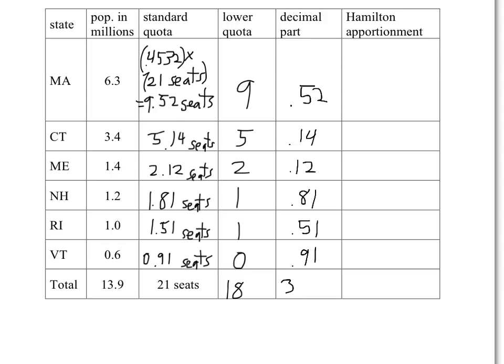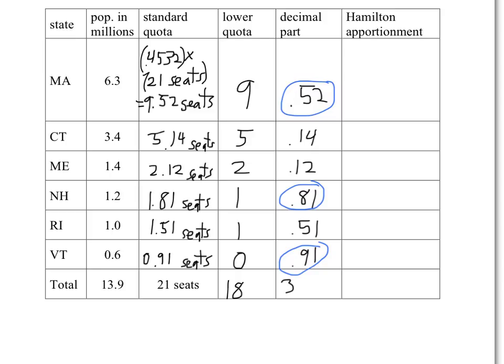So what does Hamilton say that we should do? We need the 3 highest decimal parts. So Vermont has the very highest, New Hampshire has the second highest, and this is very close, but it's actually Massachusetts, which has the 3rd highest. Rhode Island is coming up just short here.